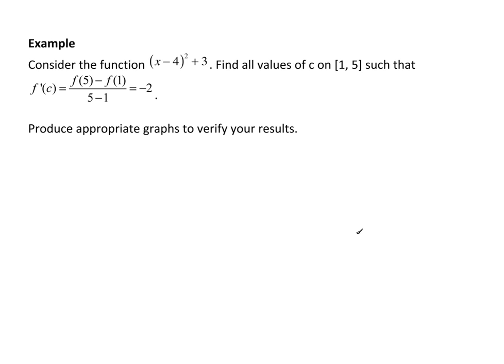So let's take a look at an example here of the mean value theorem in action. I want to consider this function, (x minus 4) quantity squared plus 3, and I want to find all values of c. So this is not just using the mean value theorem to say do they exist. It's saying once you know they exist, find them.